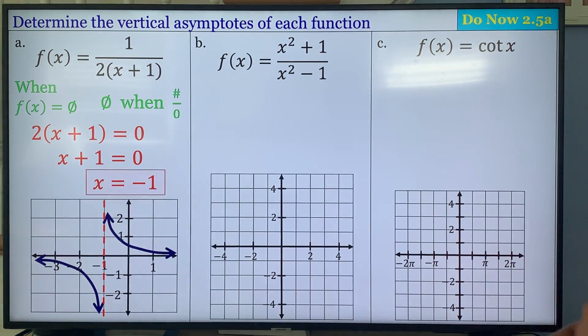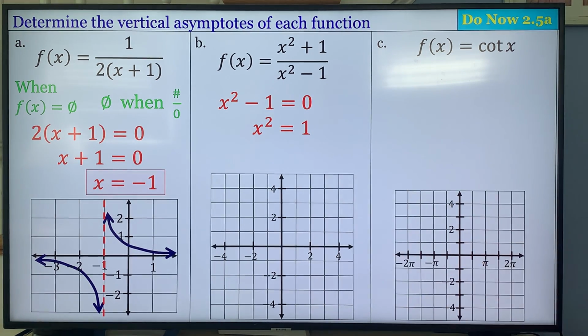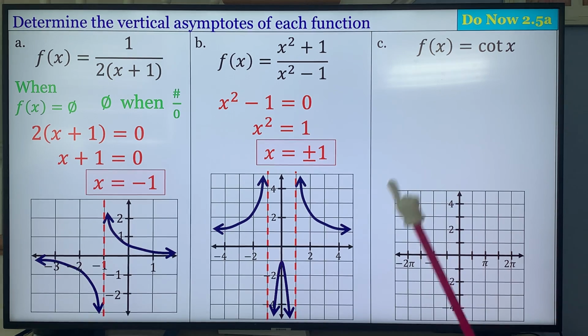Where is the asymptote here? Where the denominator equals 0. Add 1 to both sides. What number squared equals 1? Not just 1, positive or negative 1. That's where my two asymptotes are. Guess what? Plug this guy into Desmos. Boom! The graph looks like that. We're right.